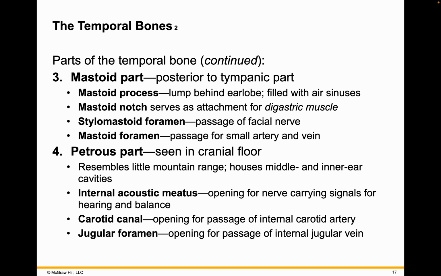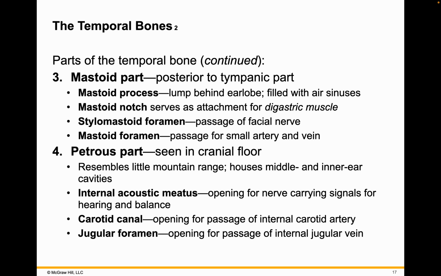The mastoid part is posterior to the tympanic part. It has the mastoid process, which is a lump behind the earlobe filled with air sinuses. The mastoid notch is an attachment for the digastric muscle. The stylomastoid foramen is a passageway for the facial nerve, and the mastoid foramen is a passage for a small artery and vein.